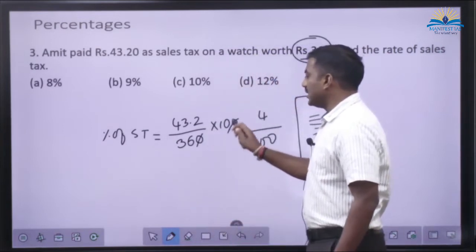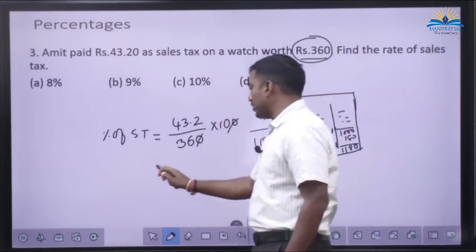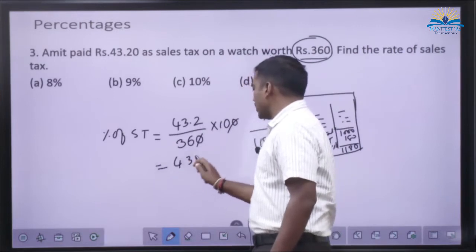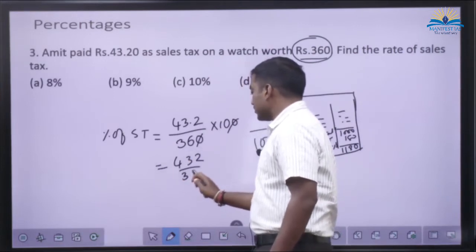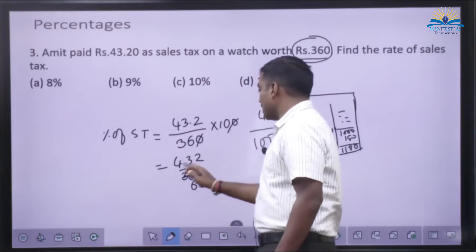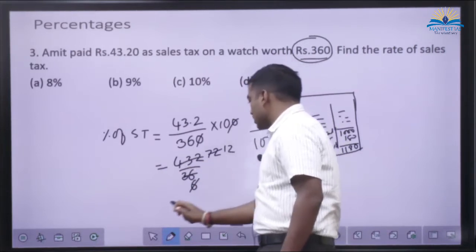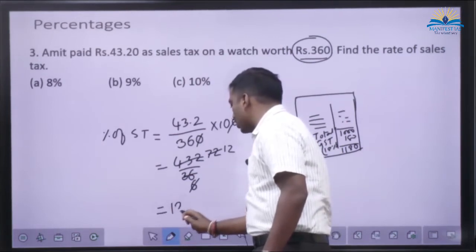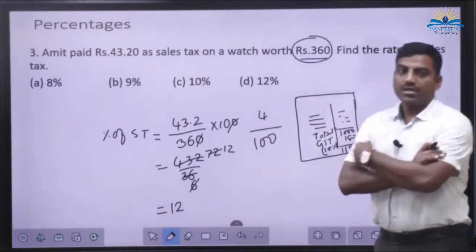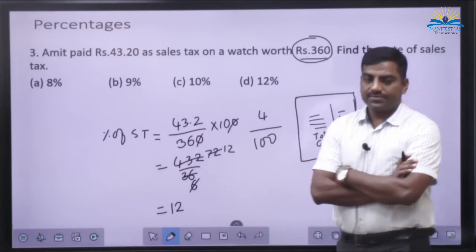The zeros get cancelled. 10 into 43.2. It is 432 divided by 36. 6 3s are 18, 6 7s are 42, 6 2s are 12, 6 1s are 6, 12. So percentage of sales tax is equal to 12. 12% is the tax.